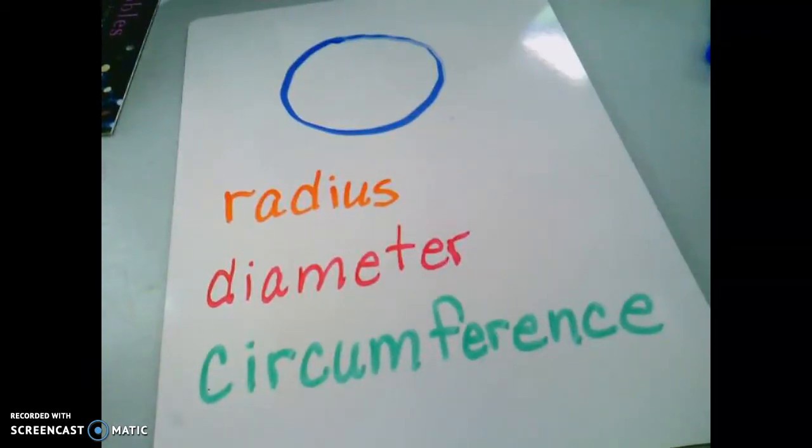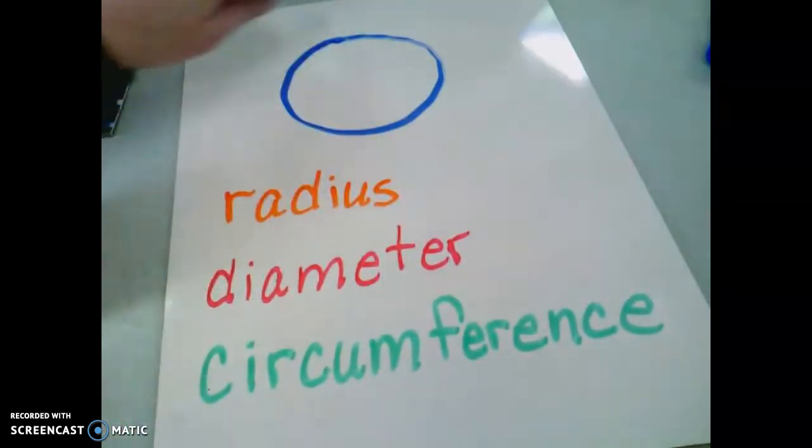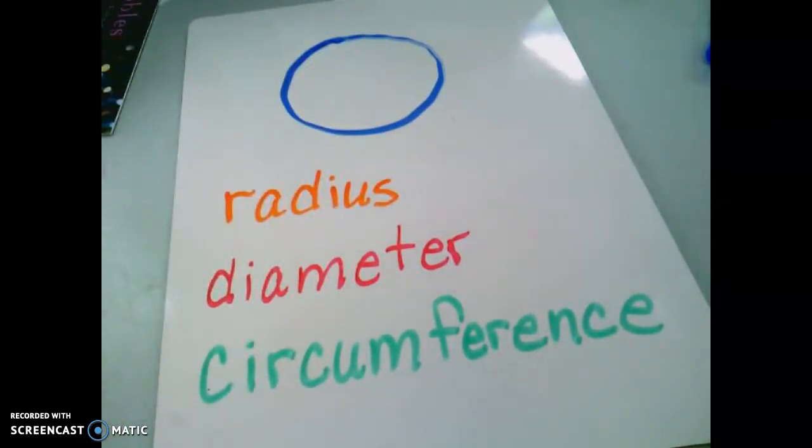Okay, kiddos, we're going to continue our work with circles. And I have 3 different words written down here: radius, diameter, and circumference. I'm going to show you what each one means on the circle.